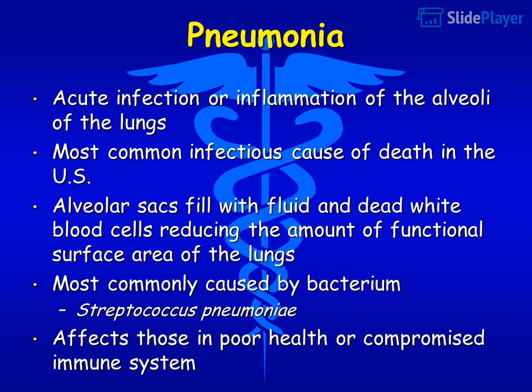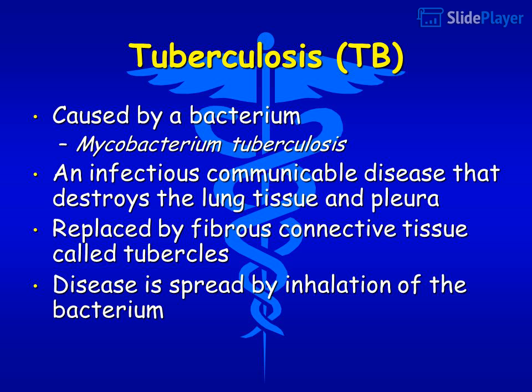Pneumonia: acute infection or inflammation of the alveoli of the lungs. Most common infectious cause of death in the U.S. Alveolar sacs fill with fluid and dead white blood cells, reducing the amount of functional surface area of the lungs. Most commonly caused by bacterium, Streptococcus pneumoniae. Affects those in poor health or with a compromised immune system.